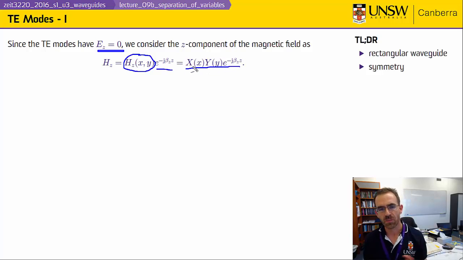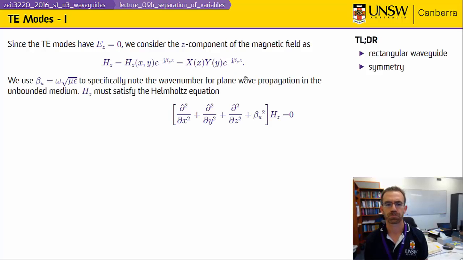Notice I've dropped the subscripts x sub h and y sub h, and we'll just leave it as x and y. So my function h sub z, which in principle varies as a function of x, y, and z, I'm actually able to separate out into three separate components.